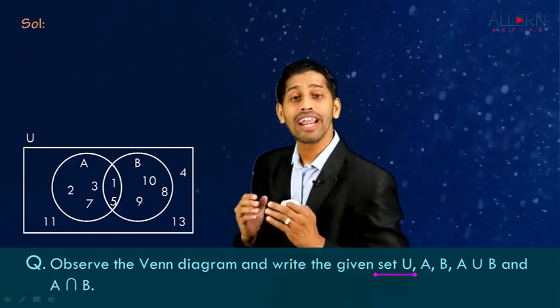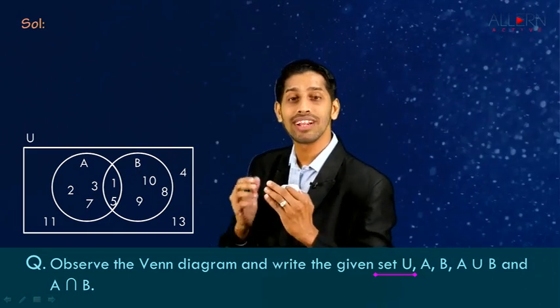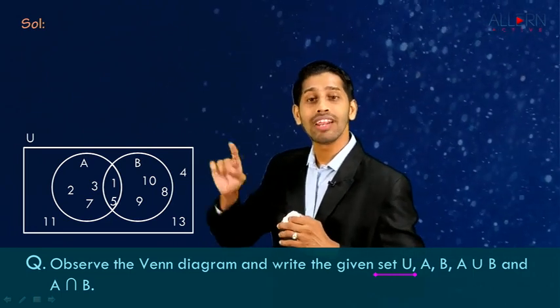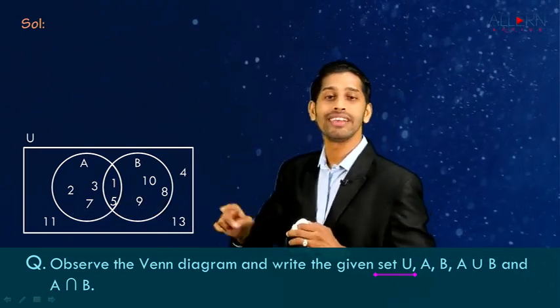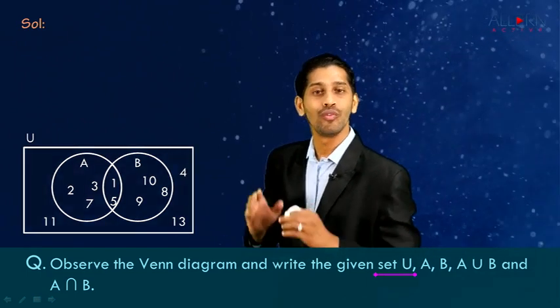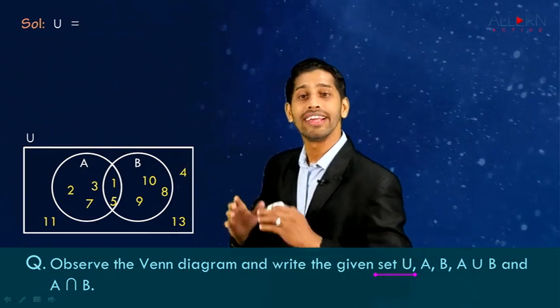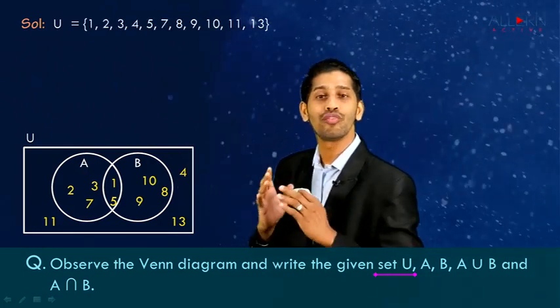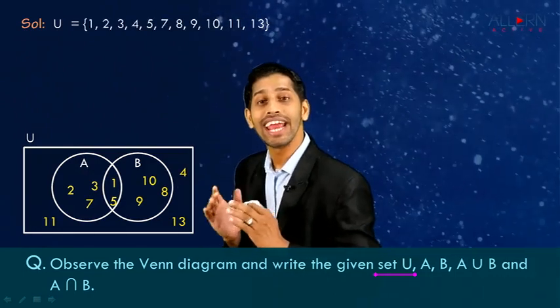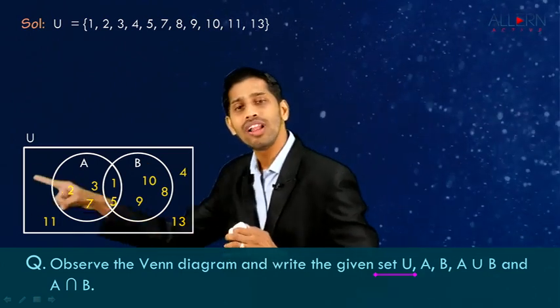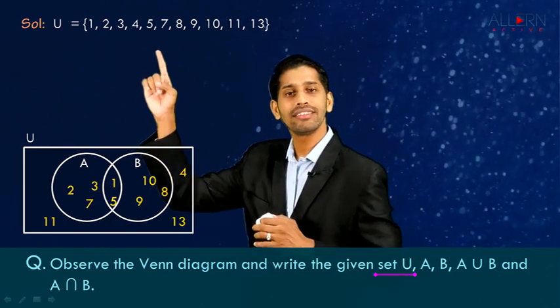Now we know that set U is a universal set, therefore the elements of the universal set are all the numbers which are present inside this rectangle. So we write U is equal to, we need to write all the numbers, that is 1, 2, 3, 4, 5, 7, 8, 9, 10, 11 and 13. We need to write all the numbers, right? So that is set U.